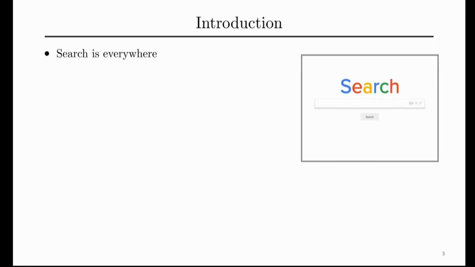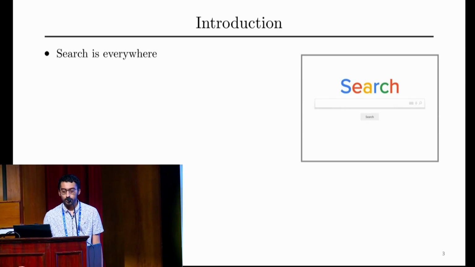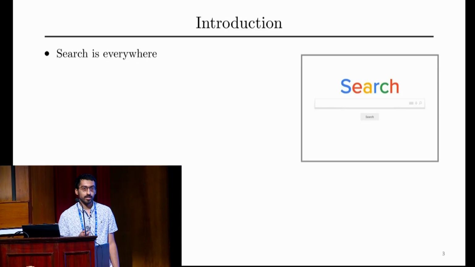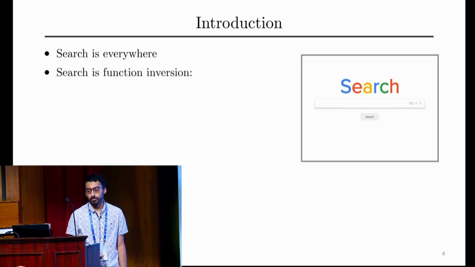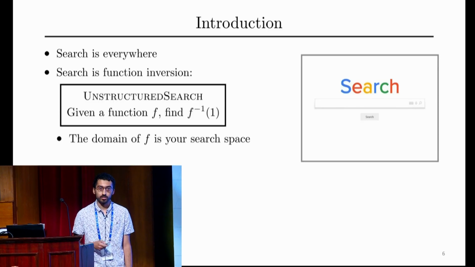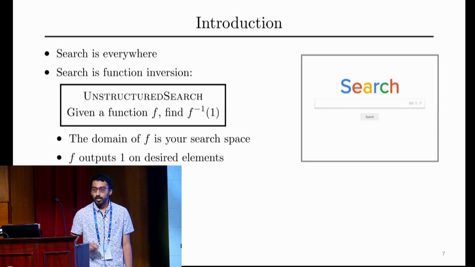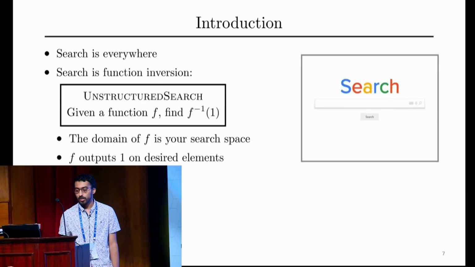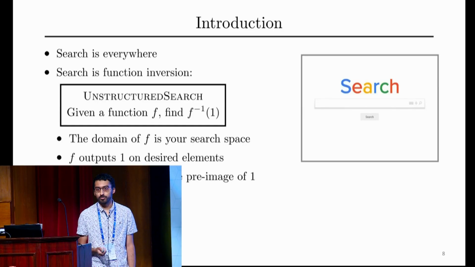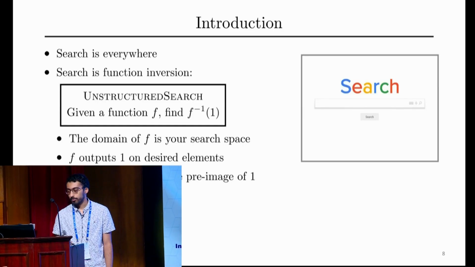So search is ubiquitous, from doctors trying to find medical records, to researchers trying to find the theorem that proves a proof they're trying to resolve, to hackers trying to find your password by inverting its hash. And in all these cases, at its core, search is a problem of function inversion, where the domain of the function that you're inverting is the space that you're searching over. For all items that you want to find, your function outputs 1. And so searching is just finding the preimage of 1, or sometimes finding a specific element within the preimage.